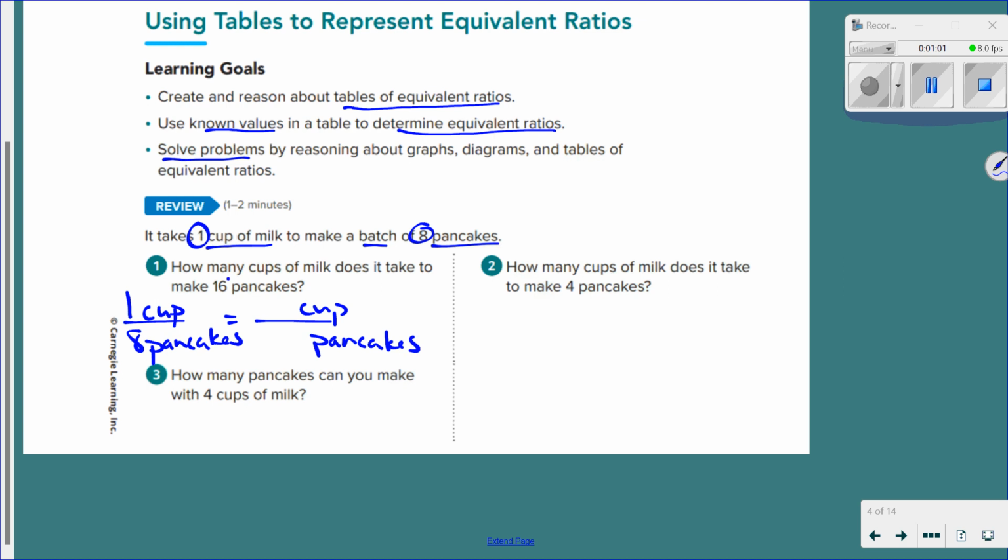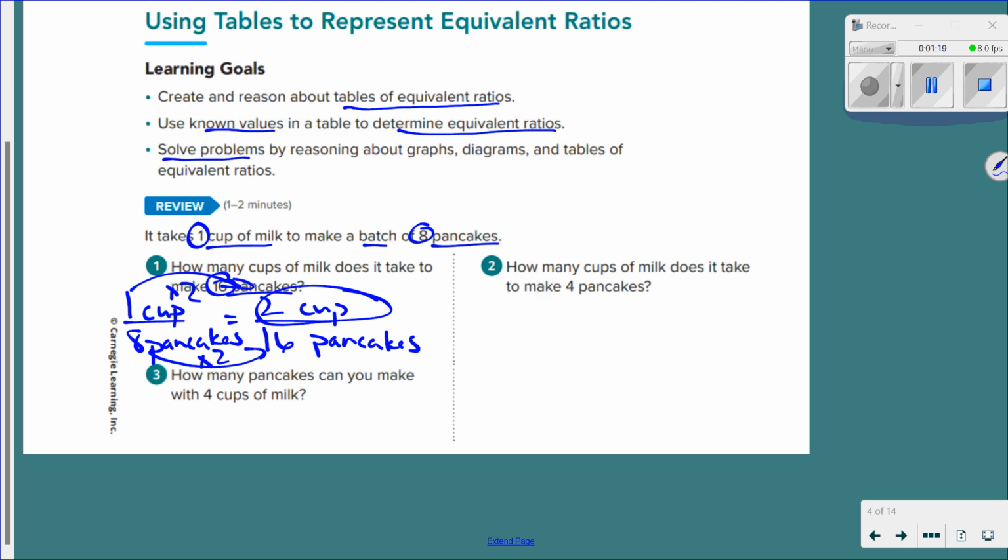The additional information they gave us was 16. So all I need to do is say, how do I go from 8 to 16? Times 2, so what am I going to do at the top? Times 2. So what's my answer? 2 cups of milk. Now, all of these are going to go the same way.